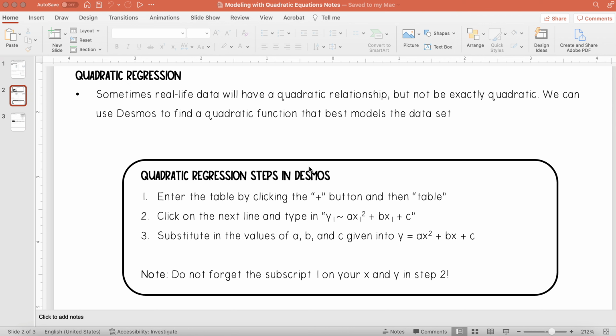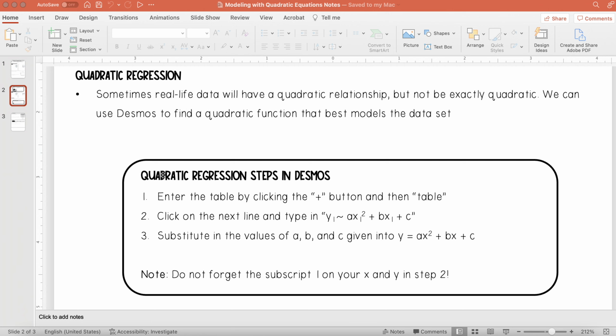In this video, we're going to be talking about quadratic regression. Sometimes real-life data will have a quadratic relationship, but not be exactly quadratic. We can use Desmos to find a quadratic function that best models the data set. This is going to be really similar to what we did in our previous unit with line of best fit, but now we're looking at data that follows a quadratic relationship instead of a linear relationship.